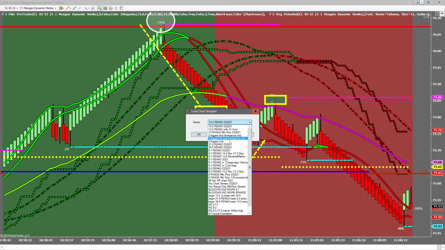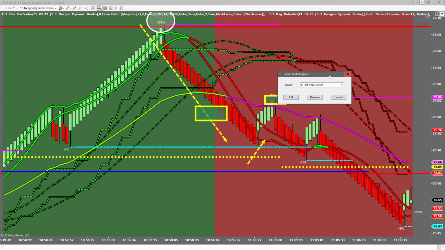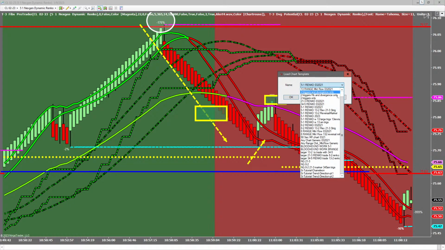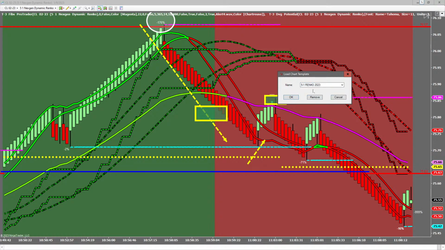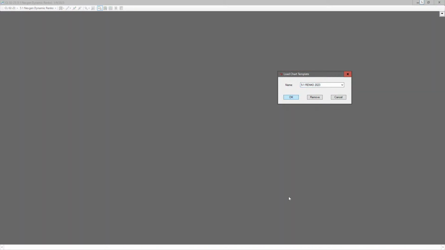And look, you guys are more than welcome to go back to 5-1 Renko 03 02 21, which is what you have with the 8 range. And for those of you that download the update, you'll have the 5-1 Renko 2023, which I put in there for you.